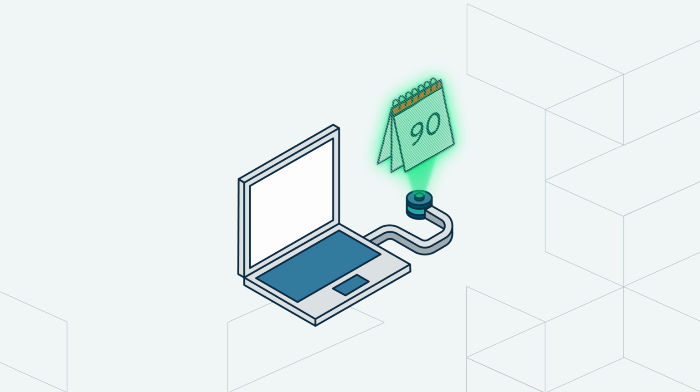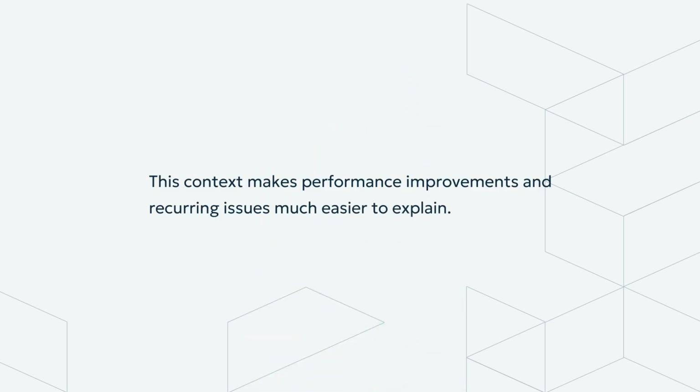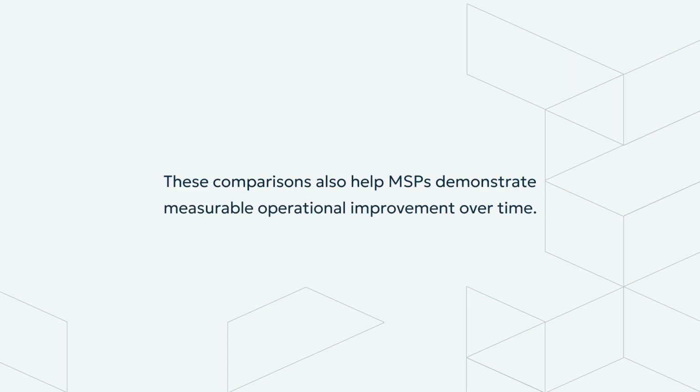In addition, adding 30, 60, and 90-day comparisons helps clients see trends instead of isolated numbers. This context makes performance improvements and recurring issues much easier to explain. These comparisons also help MSPs demonstrate measurable operational improvement over time.